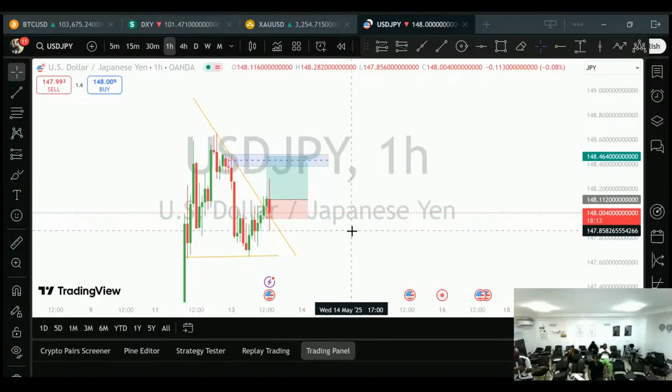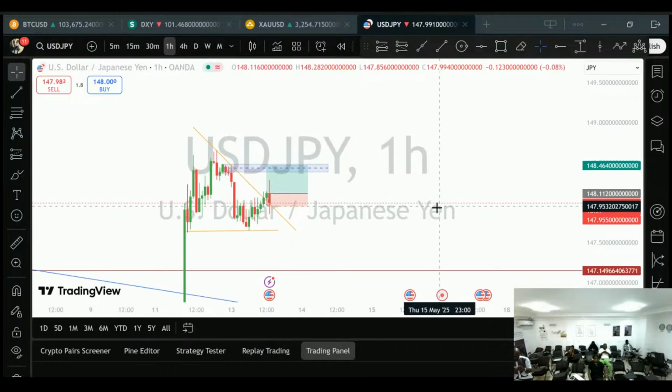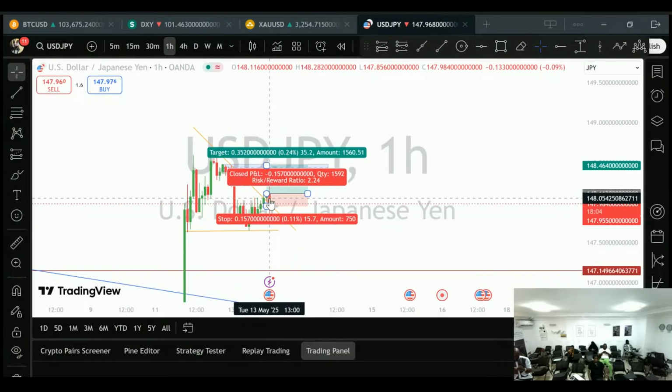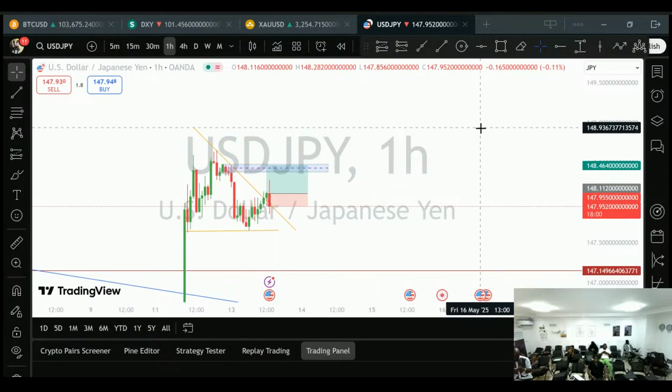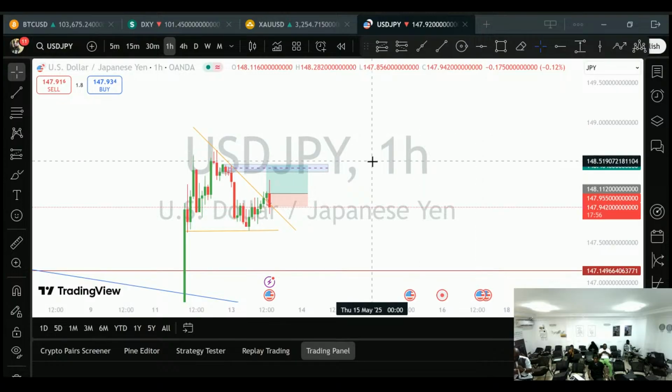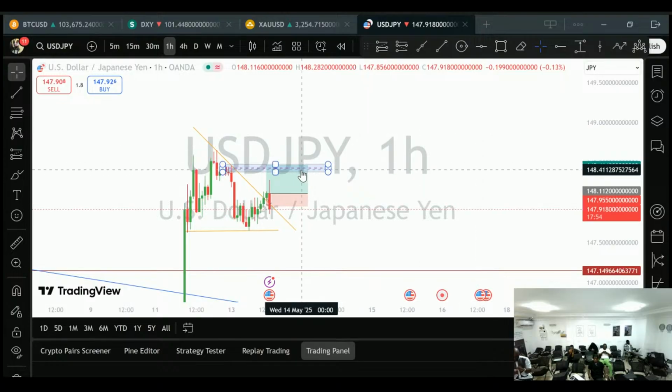Which indicates a weak dollar. So we're going to wait and see how this candle closes for us to have our confirmations. We still have about 18 minutes on the 1 hour time frame, and so far the momentum of the candle is showing bearish. So if this candle closes like this, we are going to look for a sell.